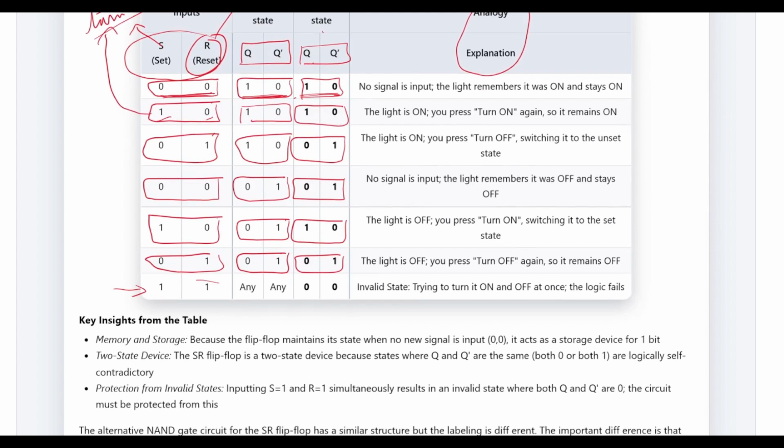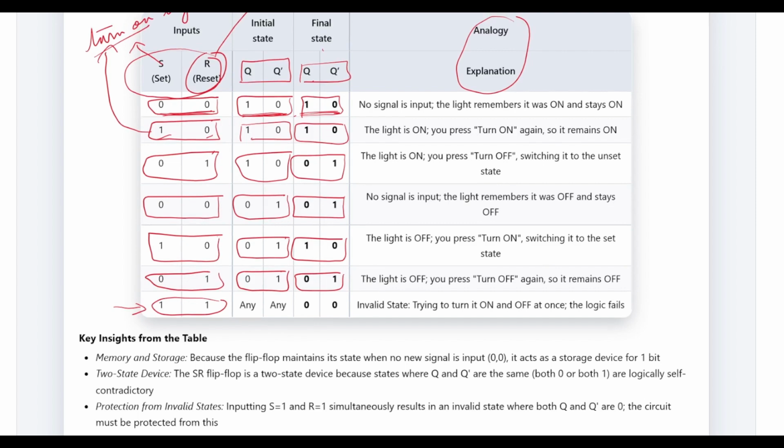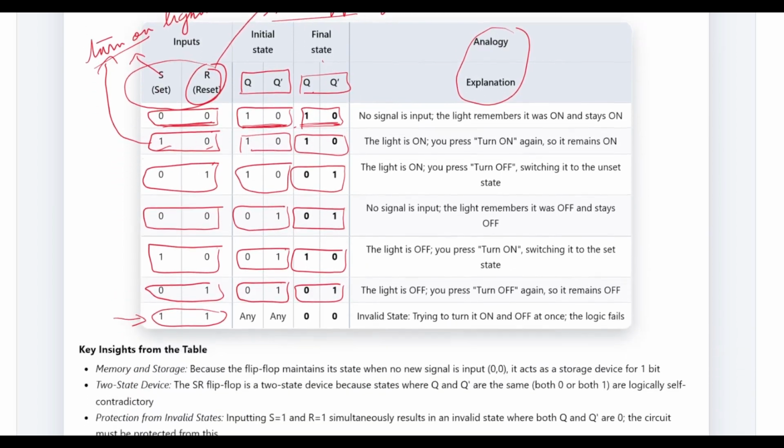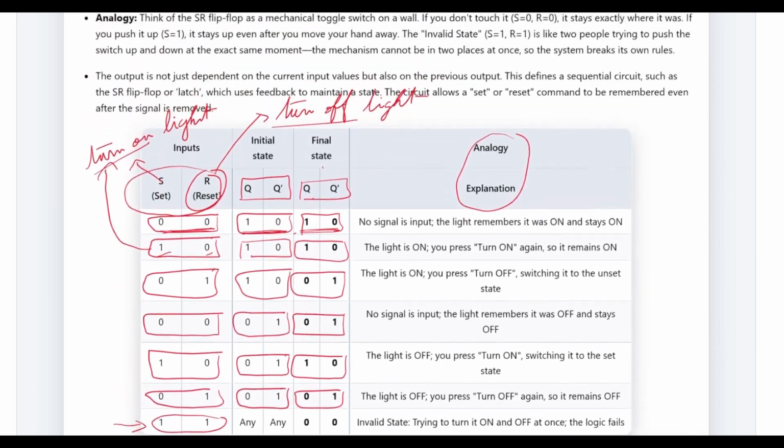In this case, 1 1 cannot happen. This is an invalid state, because we cannot turn on and turn off the light at the same time. So this is against the logic of the SR.